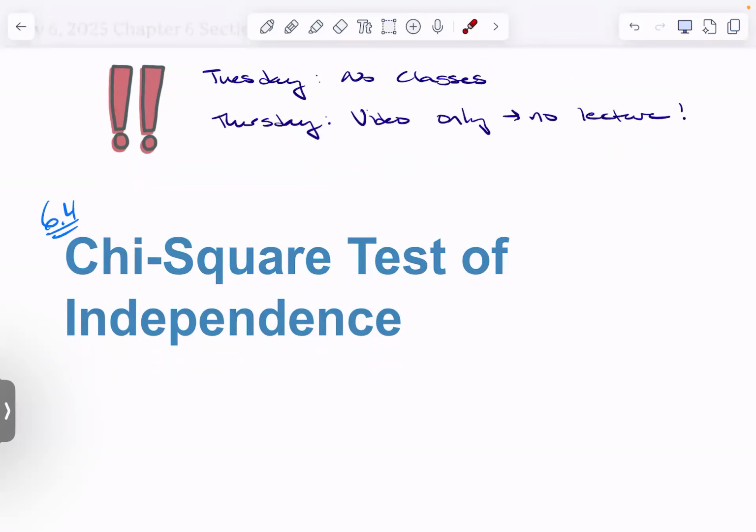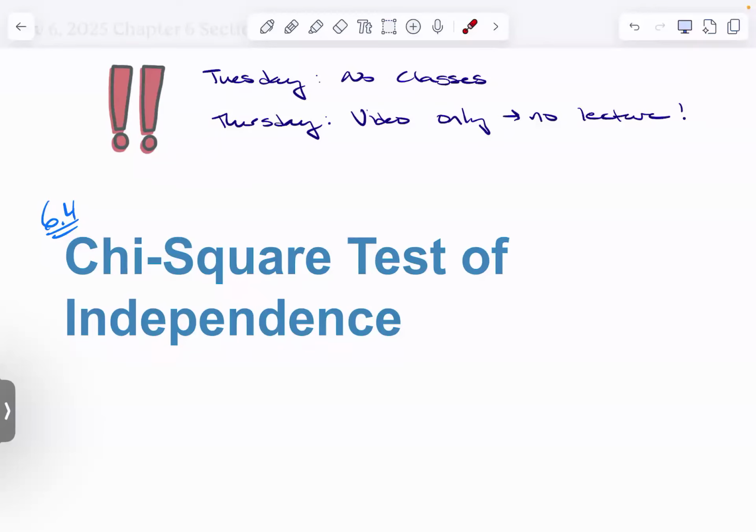We worked our way through chapter 6, our final section in chapter 6. Any questions about that before I get into 6.4? 6.4 is our last stop in chapter 6. So we started with 6.1, one sample proportions, 6.2, two sample proportions, 6.3, chi-square goodness of fit test. It was our first time seeing a new test statistic, the chi-squared, right? So we kind of got to know the chi-squared last day.